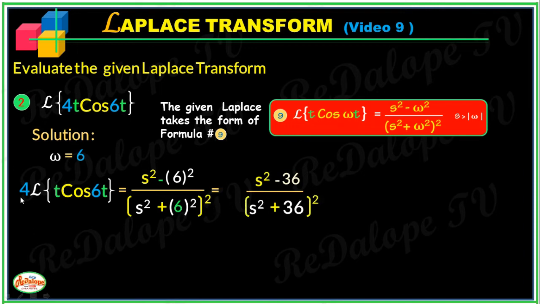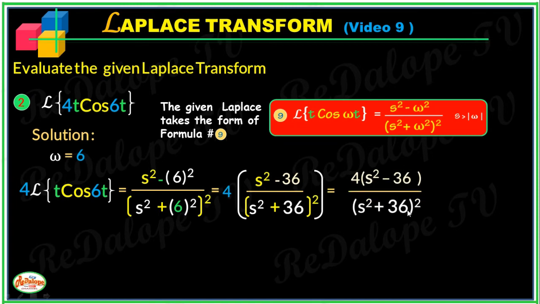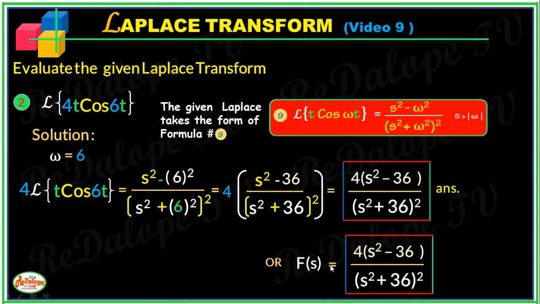Since there is 4 here, we will multiply this by 4, so the final answer now becomes 4 multiplied by s square minus 36 divided by the quantity of s square plus 36 raised to square, and that would be the final answer. And it is also written now as f of s equal to 4 multiplied by s square minus 36 divided by the quantity of s square plus 36 raised to square.